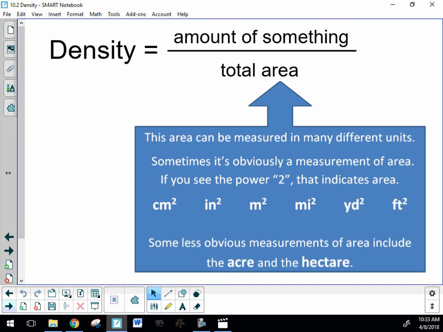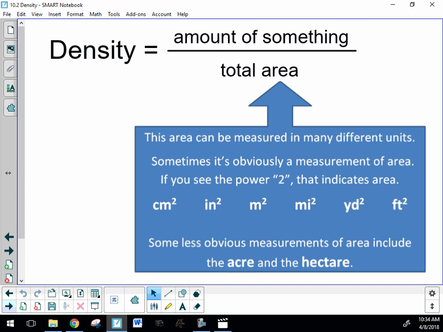So density is just going to be the amount of something divided by the total area that that stuff is occupying. The numerator there, the amount of something, can be a lot of different things. It can be the number of people, it can be the number of fish, it could be trees, it could be anything, just how many of that thing you have. And then that's divided by an area.